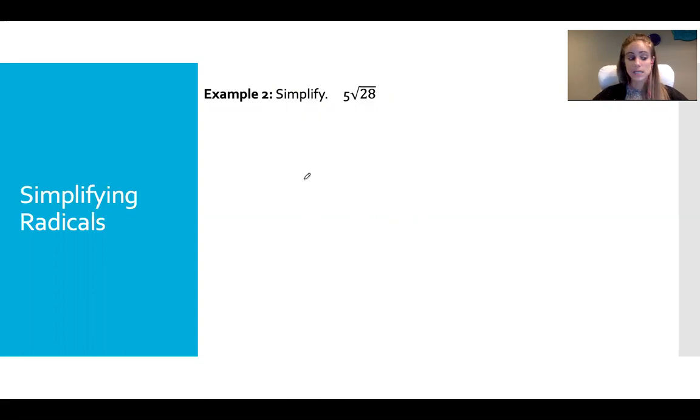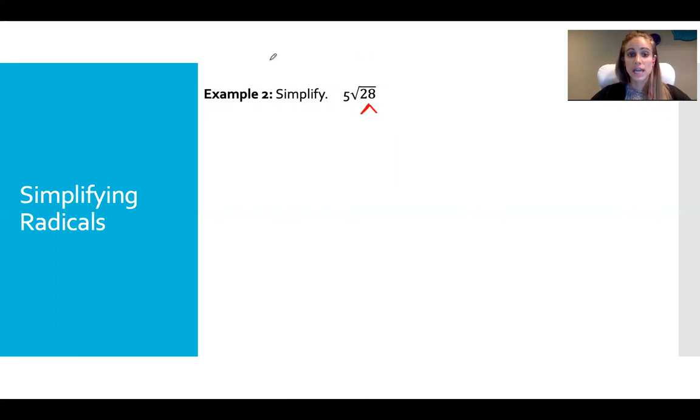Well, I always want to see if it's a perfect square. Nope, 28 isn't, because 4 times 4 is 16, 5 times 5 is 25, 6 times 6 is 36. Nope, it doesn't fit into that. So the way that I can simplify is by doing my factor tree, breaking down my 28 into all of its primes.